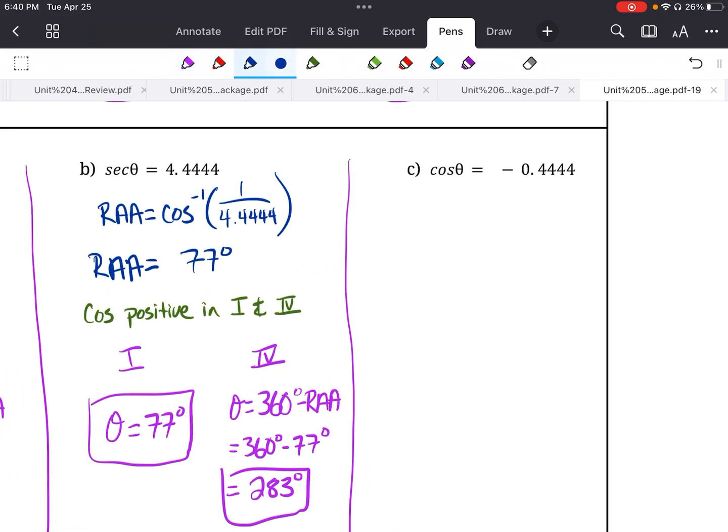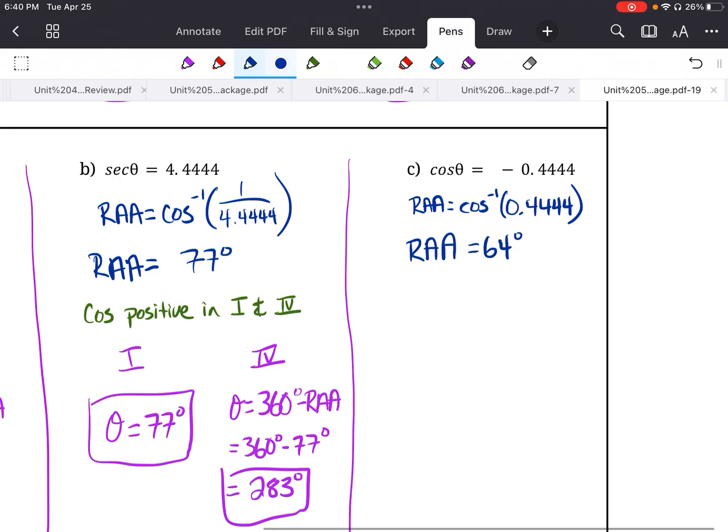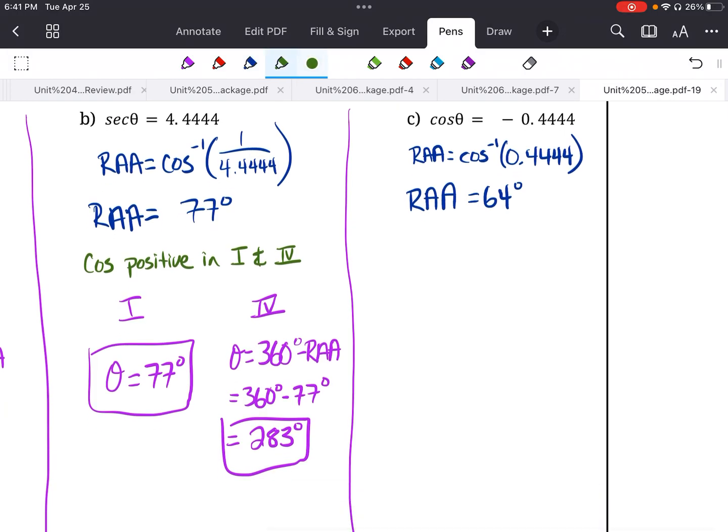And the last one is the cos inverse of 0.4444, which gives us 64 degrees. Now it was cos theta equals negative 0.4444. So this time we want to know when cos is negative. Well, if it was positive in 1 and 4, it's going to be negative in 2 and 3.